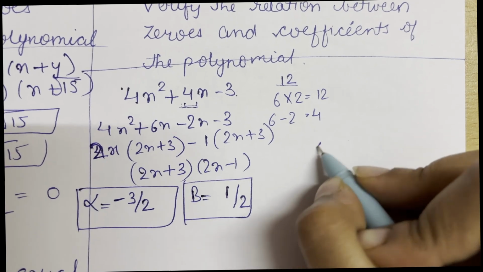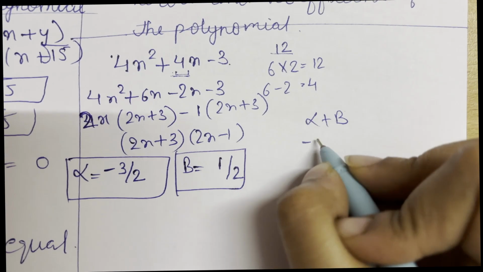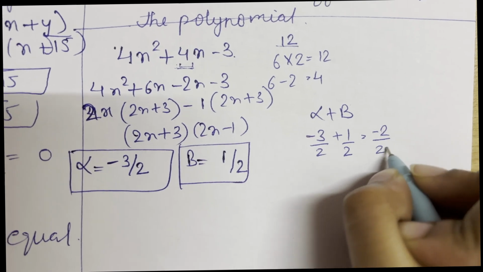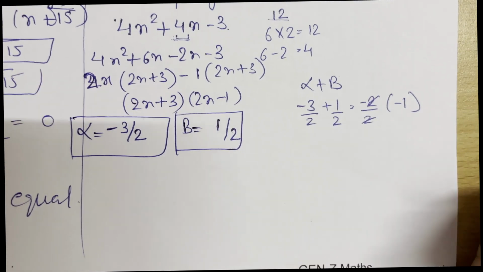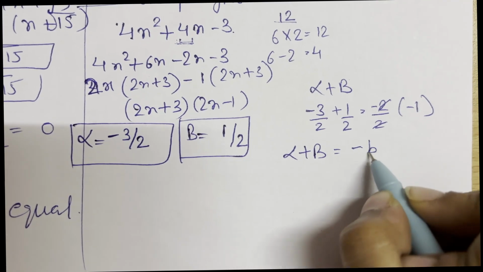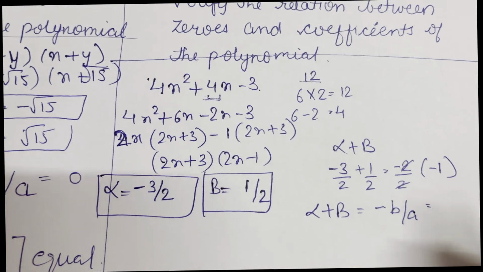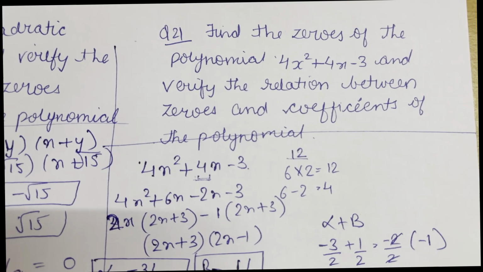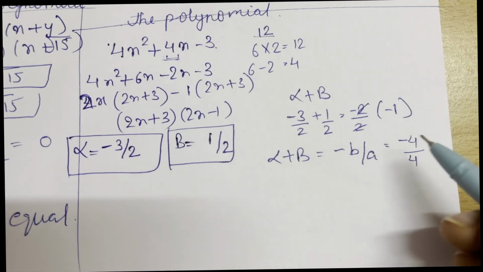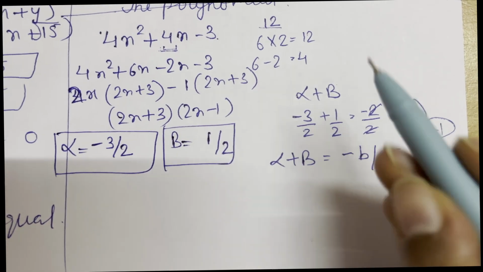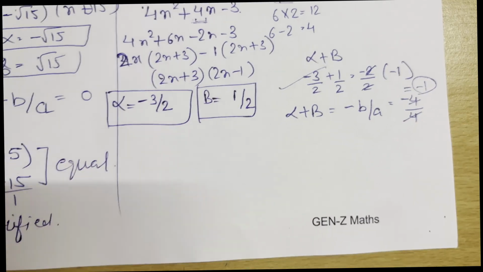Now verifying this relationship. First of all, let's begin with alpha plus beta. Minus 3 by 2 plus 1 by 2. We got minus 2 by 2, which is equal to minus 1. On verifying it with alpha plus beta equals minus b by a, from this equation we got minus 4 upon a, which is 4. So minus 4 upon 4, on solving, becomes minus 1. Hence, this relationship has been verified.